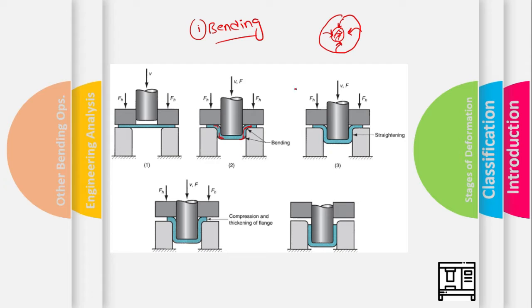Now the second kind of deformation that takes place after this bending is straightening, that is known as the straightening.